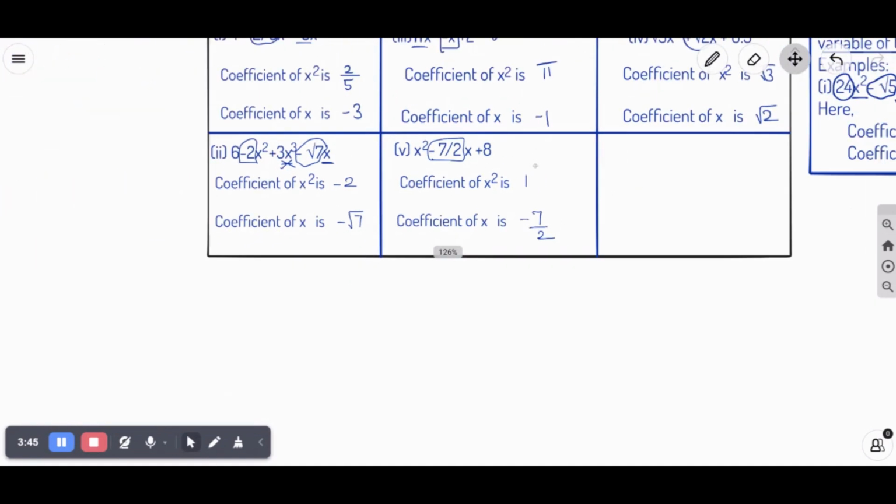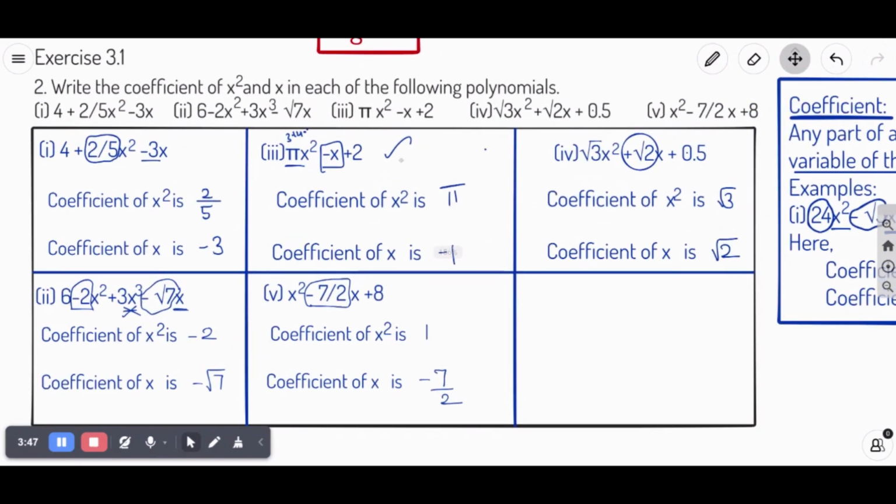With this we have concluded all the questions. Just remember you have to take whatever the term is multiplied with. Write all the remaining terms which are multiplied with your x square and your x, and include the symbols. Hope you understood this question.